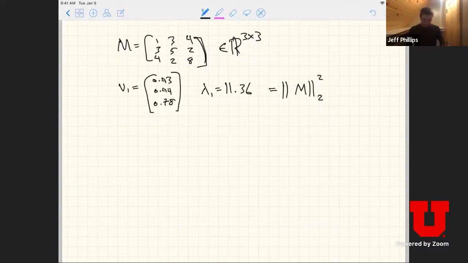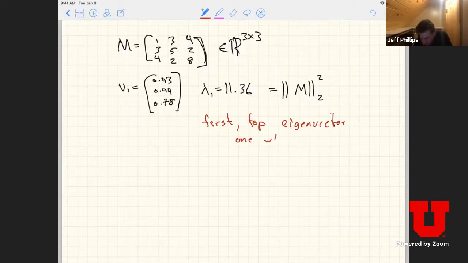So that's the first eigenvector, and when I say the first one, that's going to be the largest. The top eigenvector is the one with the largest eigenvalue. This matrix is going to have other eigenvectors and eigenvalues, but this is the largest eigenvalue associated with it, right? So this is the eigenvalue, and this will be the largest of all of them.